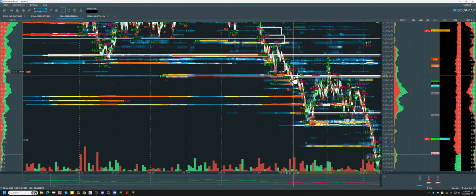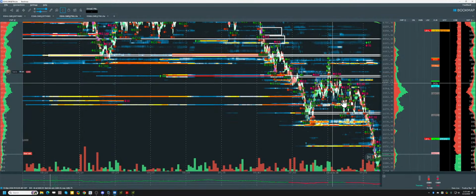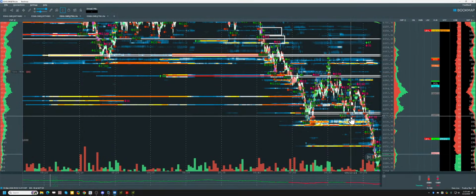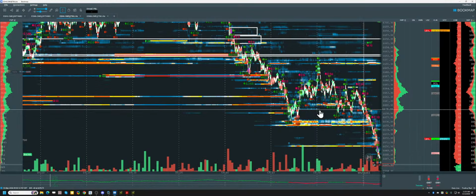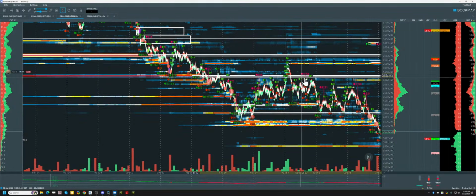Gary, my VPOC is a session volume profile. It starts at RTH open. That's where my volume point of control is. So you got to make sure your reset time is to RTH open and that you have it. That's the only reason it's not accurate. This is support. So I can sell this, not so much.